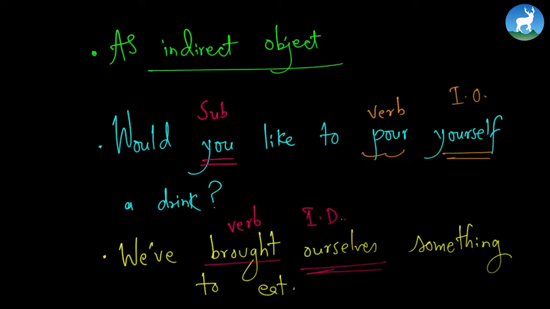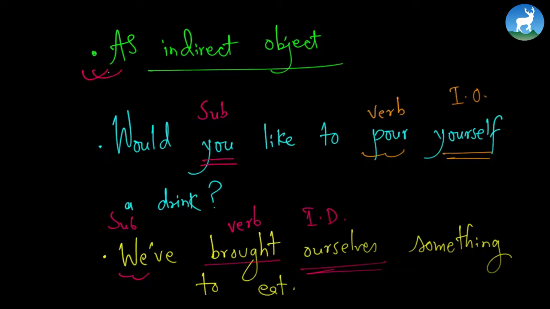Here is the indirect object. What is the subject? Subject is we. We brought ourselves something to eat. What did we bring? We brought something to eat. But for whom did we bring something to eat? Ourselves, right? We also use reflexive pronouns as the object of the preposition.